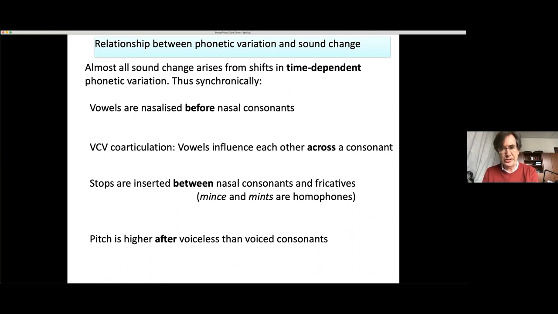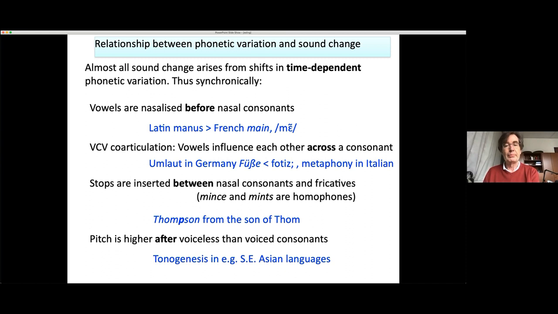And there is the very well-known finding from prosody research that the fundamental frequency starts higher after voiceless than after voiced stops. And so these are synchronic processes which are associated with some very well-known sound changes.